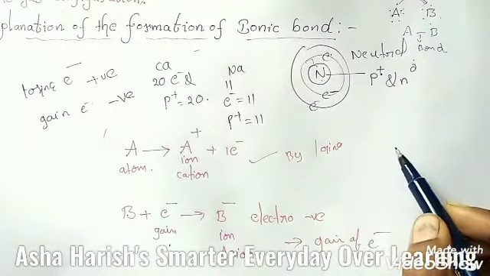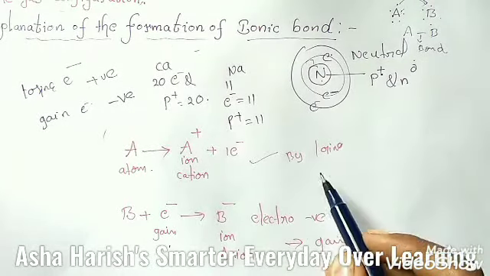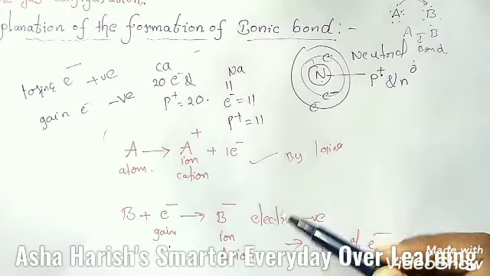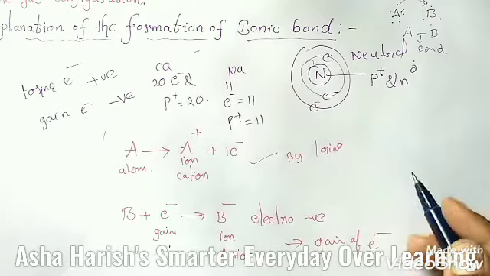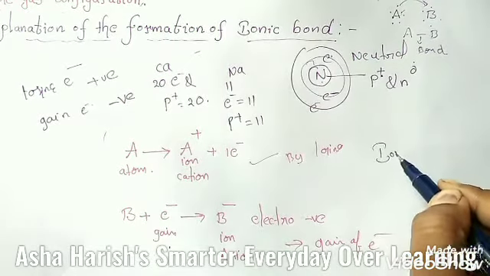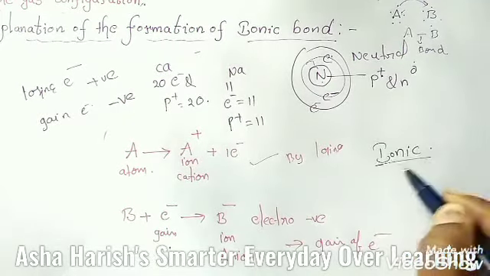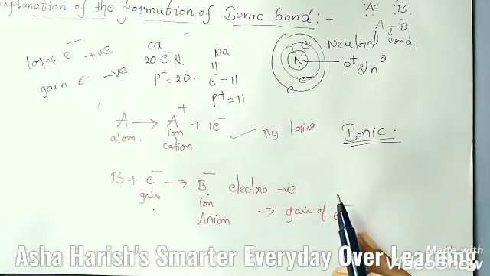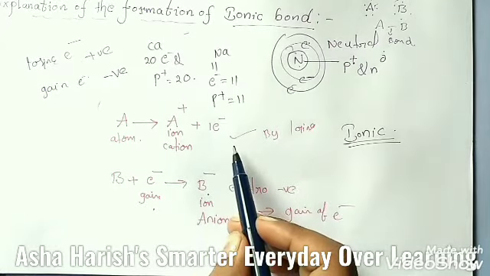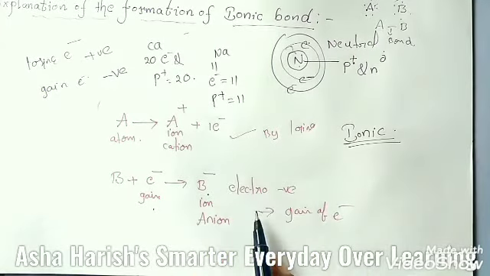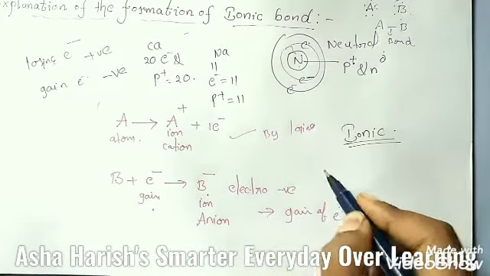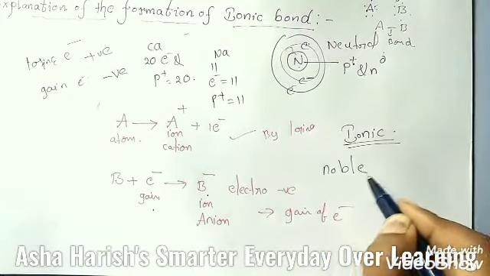The oppositely charged particles formed above attract each other by electrostatic forces of attraction. The bond thus formed is known as electrovalent bond or ionic bond. Such a type of bond is formed only when one of the atoms can easily lose electrons while the other can gain electrons, and thus each acquires the stable electronic configuration of the nearest noble gas.